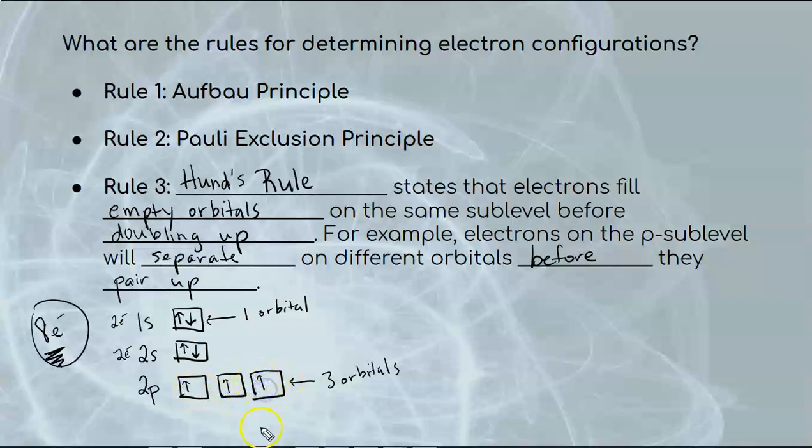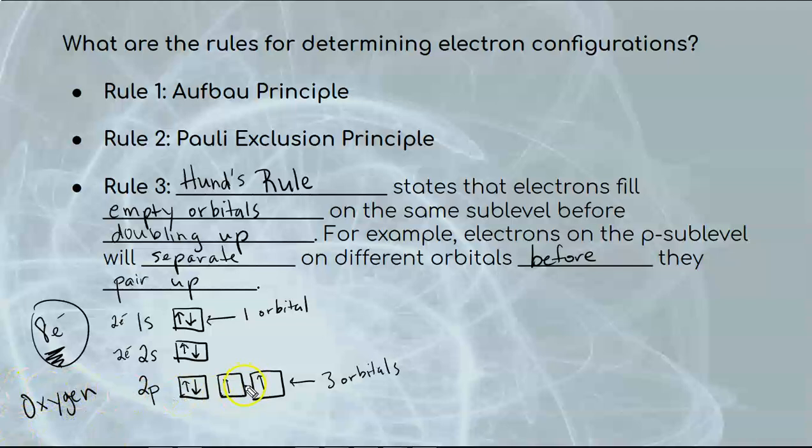I can fill another orbital there. How many electrons have I used so far? I've used 1, 2, 3, 4, 5, 6, 7. 7 electrons. Oxygen has 1 more electron to place. Now I can pair up that electron on the first orbital of the 2p sublevel. This here is the proper electron orbital diagram for oxygen.